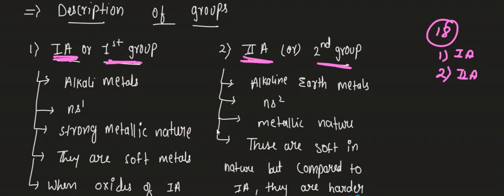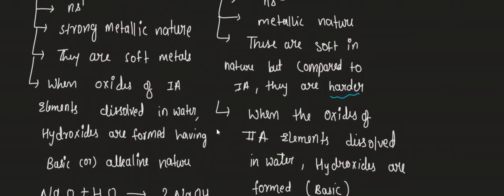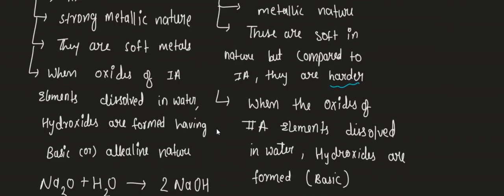Okay, what is the other name of 1A? Alkali metals. What is the other name of 2A? Alkaline earth metals. Okay, what is the electronic configuration? Ns1. Electronic configuration Ns2. These are metallic in nature. These are also metallic in nature. These are soft metals. These are also soft metals, but compared to 1A, these are a little bit hard metals. Move to the next one. When oxides of first group elements are dissolved in water, hydroxides are formed having basic nature. Here also oxides of the second group elements dissolved in water form basic nature.